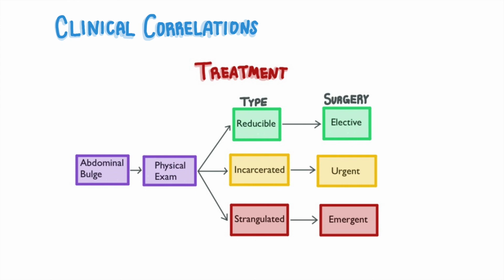However, the timing of surgery might depend on what type of hernia the patient is presenting with. Patients with reducible hernias can undergo elective surgeries. Patients with incarcerated hernias should undergo urgent surgeries, and patients with strangulated hernias should undergo emergent surgery.